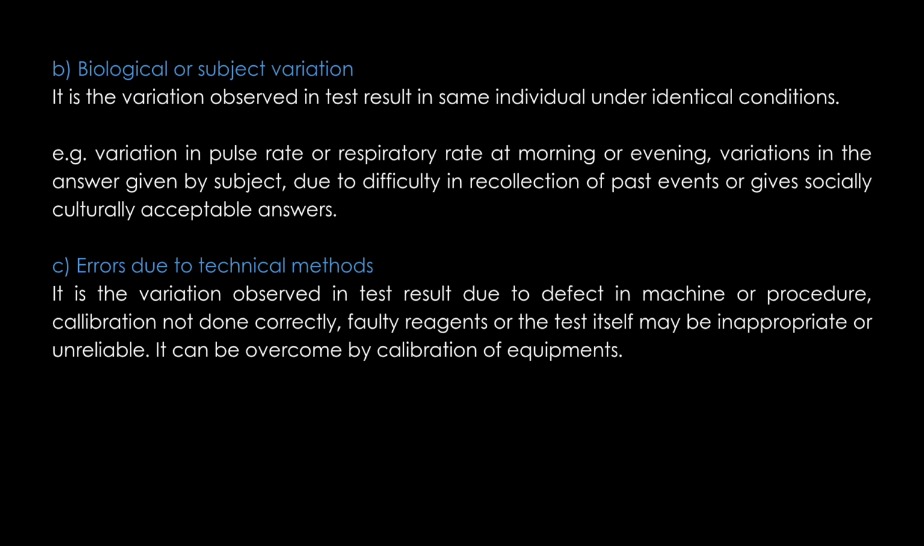The second variation is biological or subject variation. It is the variation observed in the test results in the same individual under identical conditions. Example, variation in the pulse rate or respiratory rate in the morning or evening, variation in the answer given by the subject due to difficulty in recollection of past events or giving socially or culturally acceptable answers.